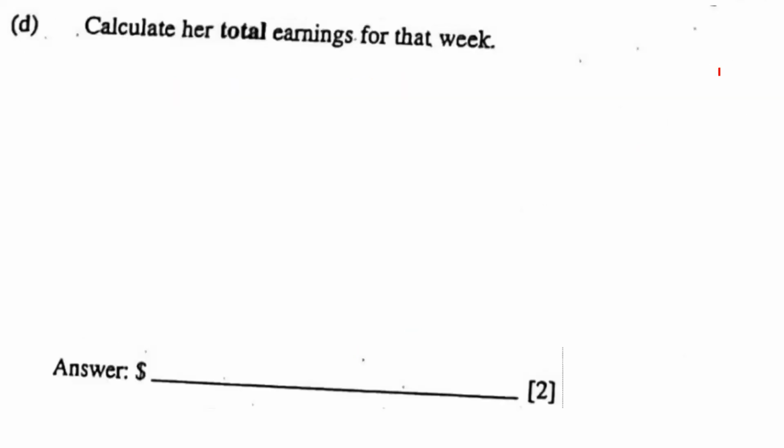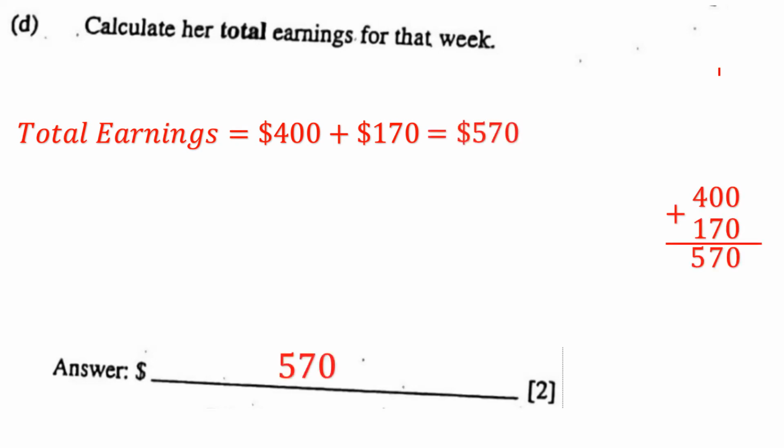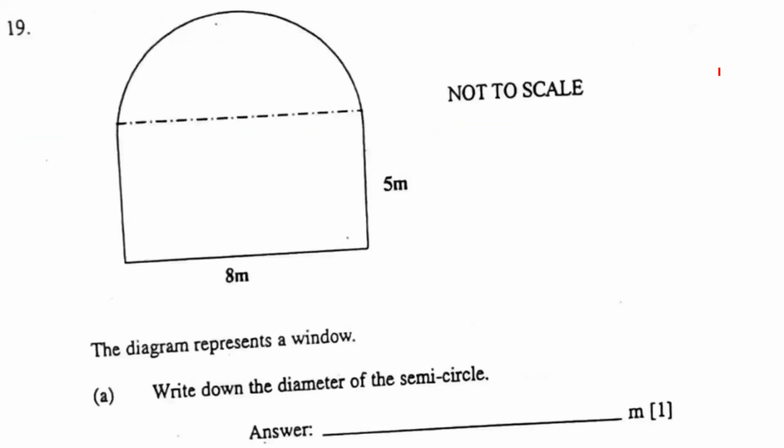And so moving right along, we want to calculate her total earnings. Well, her total earnings is going to be how much she gets paid for the regular week plus the $170 overtime. If we add that together, we get 570. So 570 is what she gets for total earnings for that particular week.